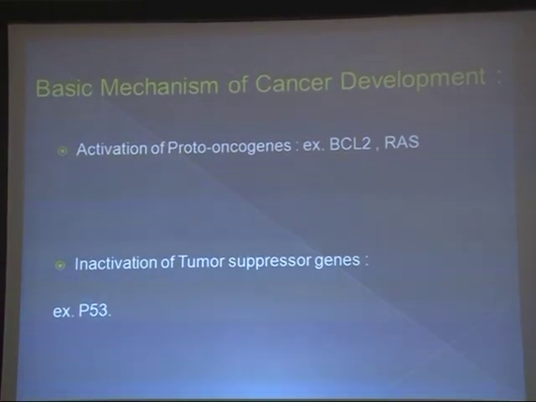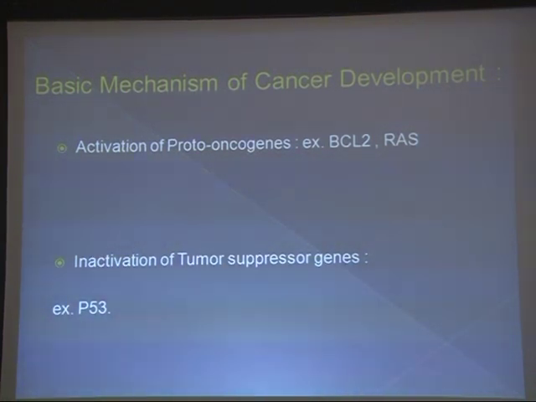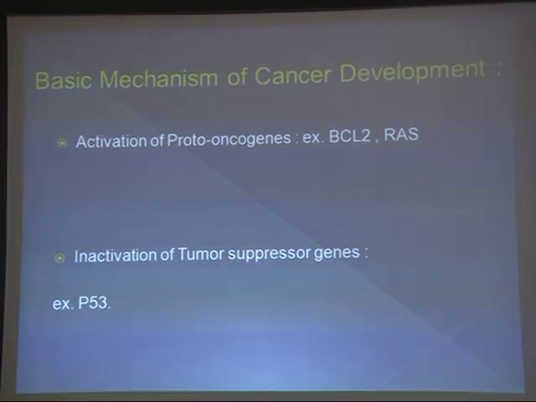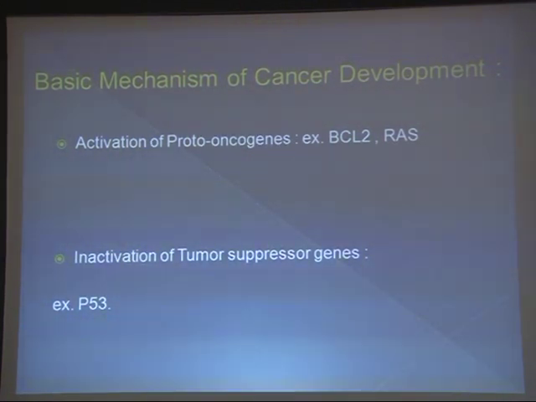What is the basic mechanism involved for development of the cancer? It is first activation of the proto-oncogenes. Proto-oncogenes are nothing but some of the genes in our body which promote the formation of cancer. These are BCL2 and RAS genes. On the other hand, there is inactivation of tumor suppressor genes. At the same time, our body has the tumor suppressor genes, those genes which suppress the formation of the tumor, and this is P53. Both of these come together to form the cancerous cell growth.